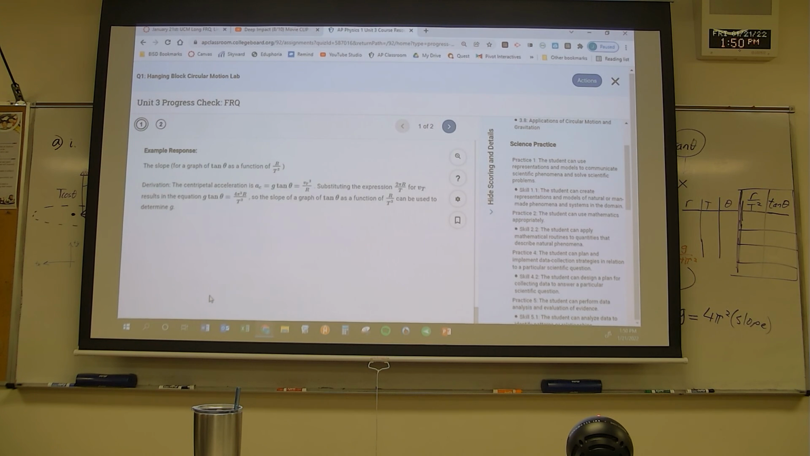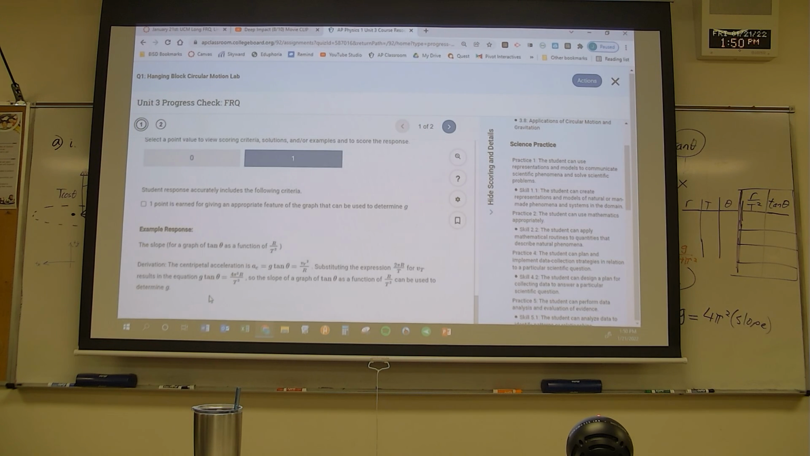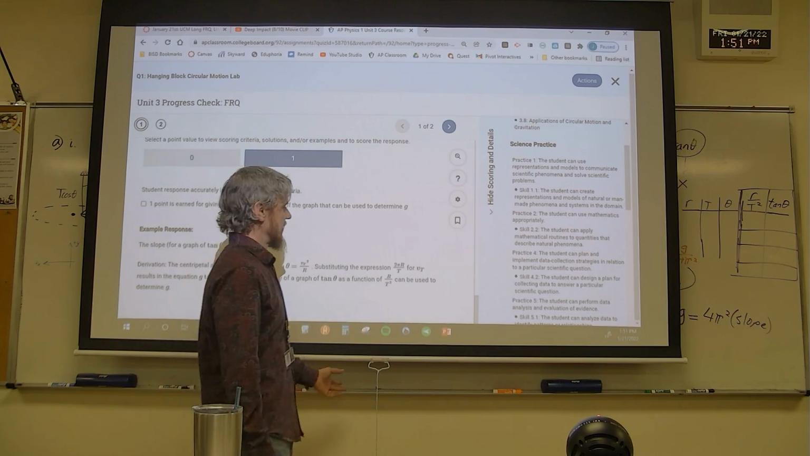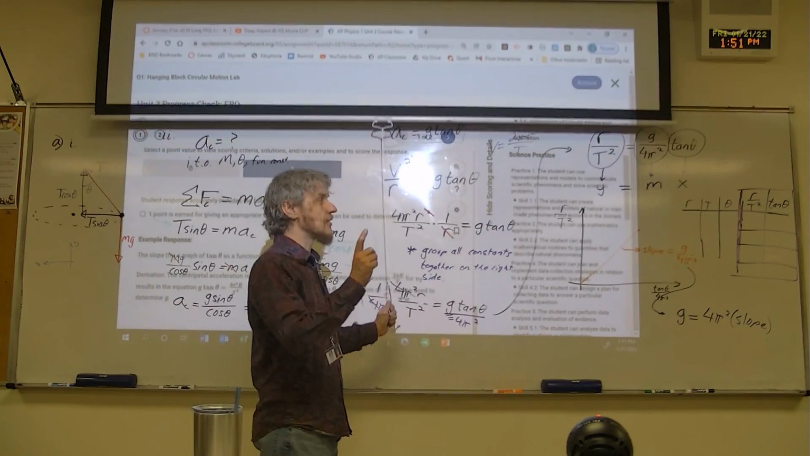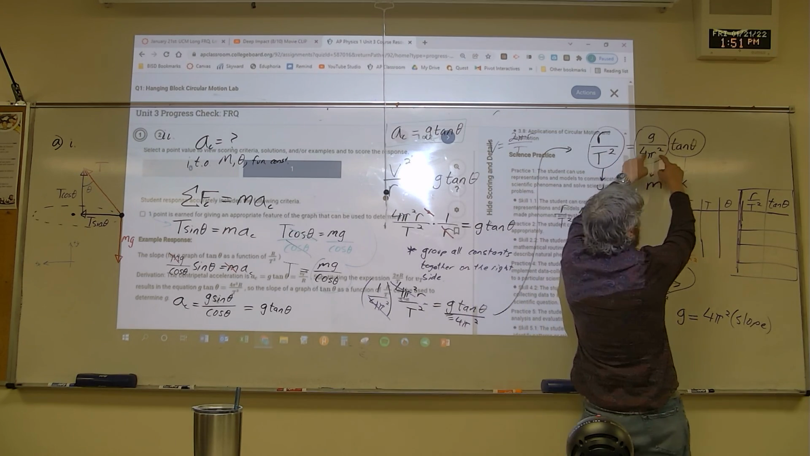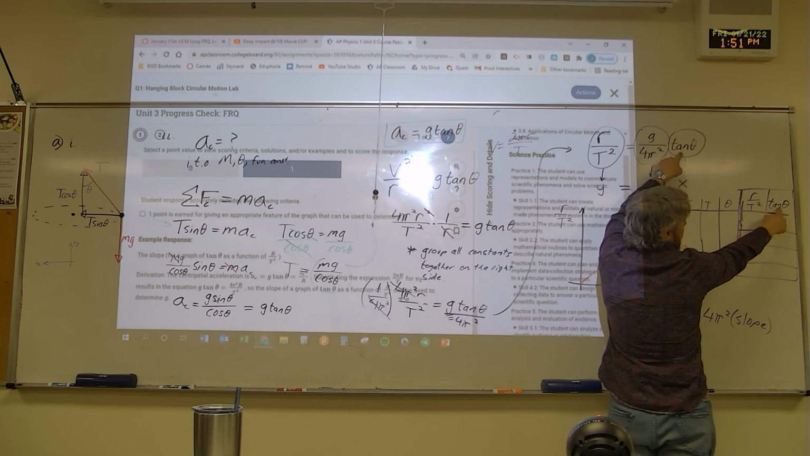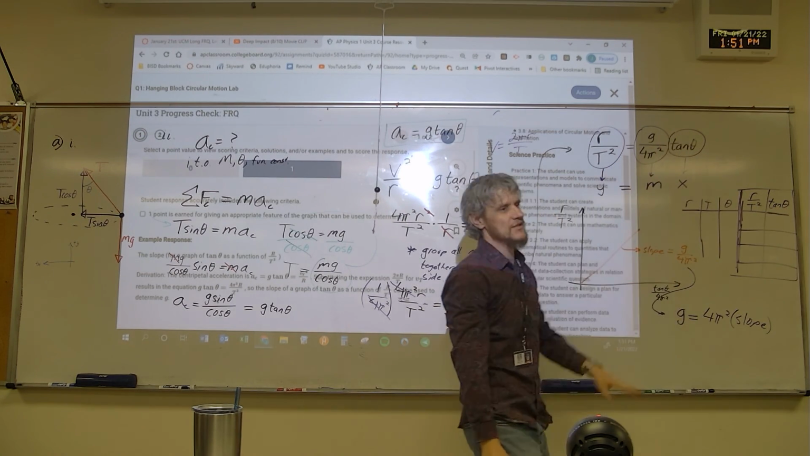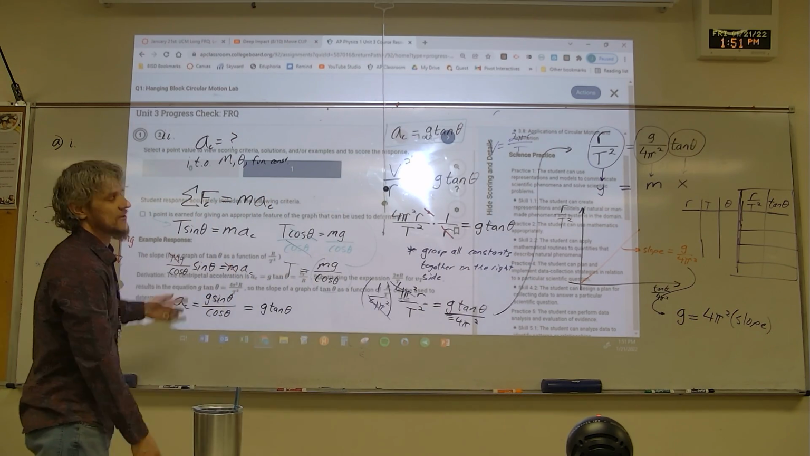Would we not just say the slope, or would we put the slope times 4 pi squared? It depends, you want to be consistent, right? If you want your slope to be g, you can make your slope g. Yeah, you can make your slope g if you just put 4 pi squared under tangent theta and have this be tangent theta over 4 pi squared. Then the slope is g. So as long as you're consistent, you'll get credit.